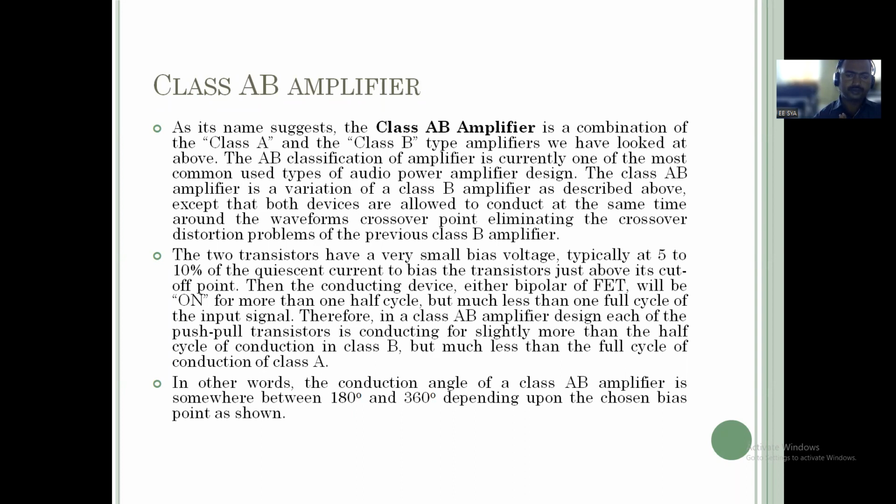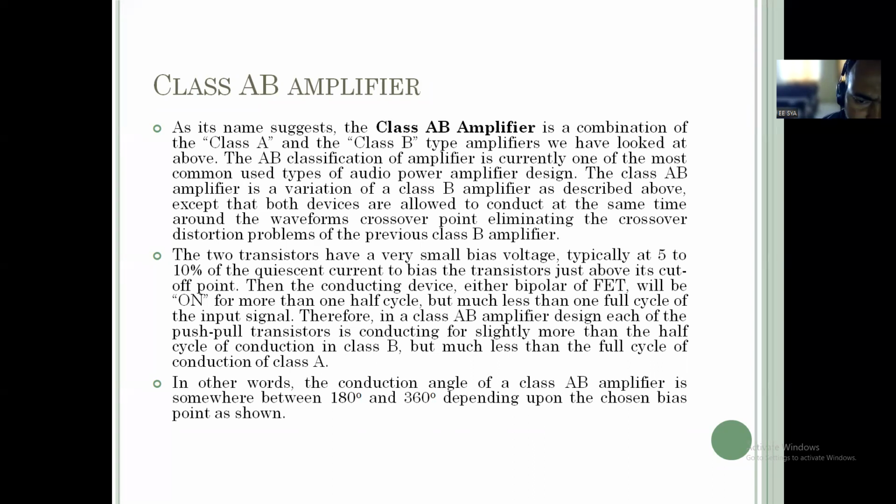So in this case, see, the two transistors have very small bias voltage. Bias voltage means the operating voltage which should be provided to the transistor to work in a particular amplifier condition, right? Typically 5 to 10% of the quiescent current is used to bias the transistor just above its cutoff point, right? So to work the transistor we require 5 to 10% of the quiescent current. Quiescent current indicates the operating point current, right?